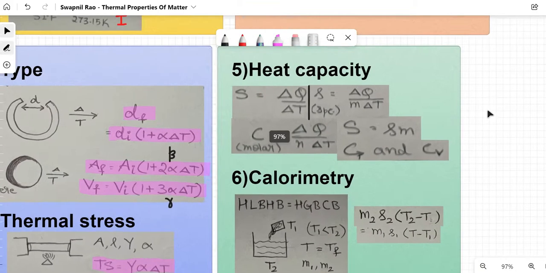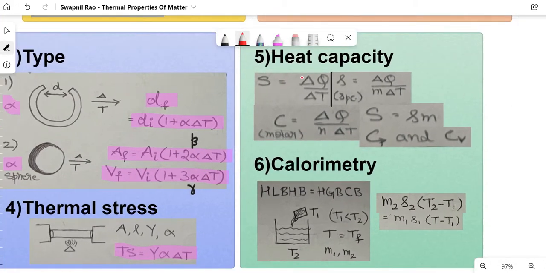Next one will be heat capacity. As you can see, heat capacity is denoted by capital S, and the formula is capital S is equal to delta Q by delta T. Delta T is change in temperature, and delta Q is change in heat. The same thing, if they have denoted using small s, as you can see, this is capital S, this is small s, then it will be specific heat capacity. That's why I've written SPC dot in bracket, which means specific heat capacity.